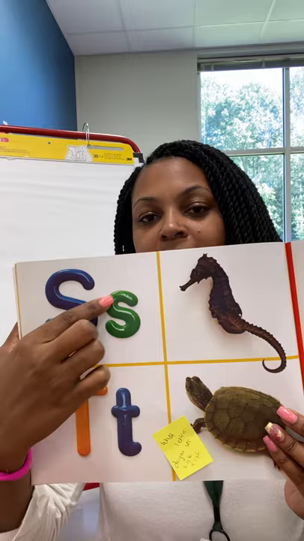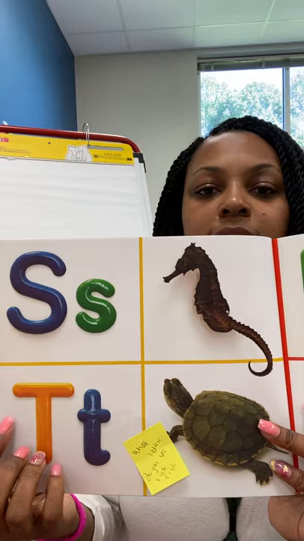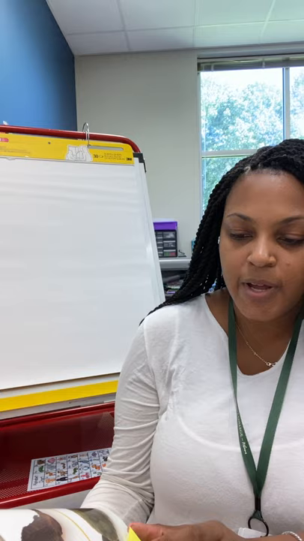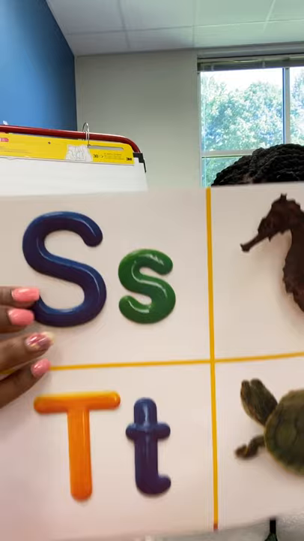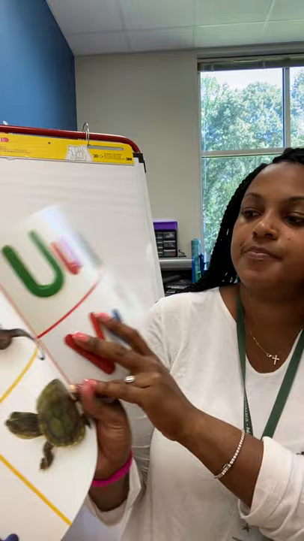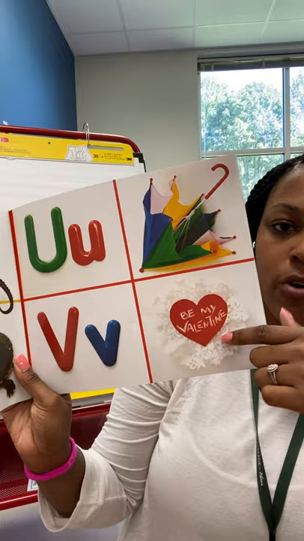There's that special letter again. What letter is this? S. S is for seahorse. T is for turtle. U is for umbrella. V is for Valentine. This says, be my Valentine.